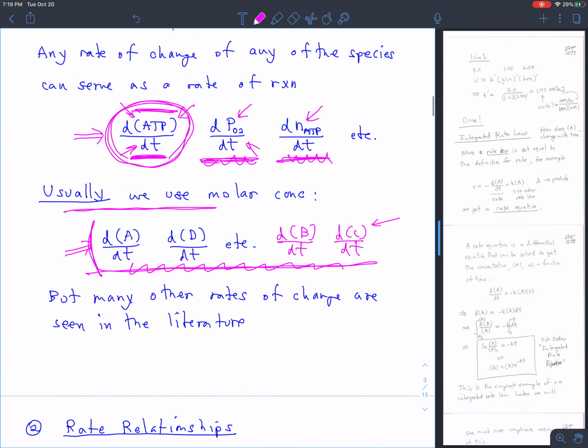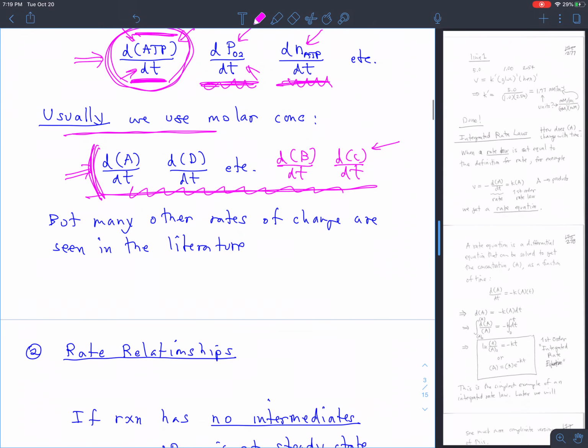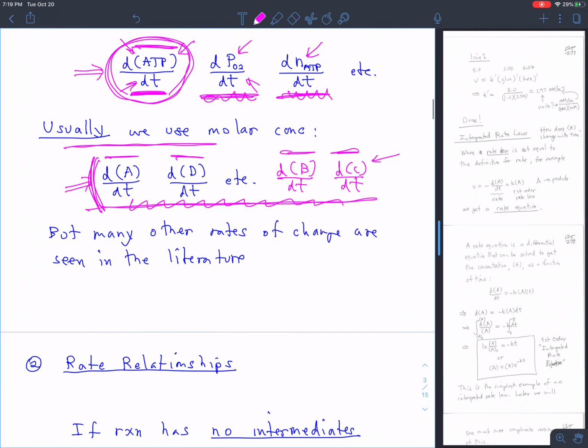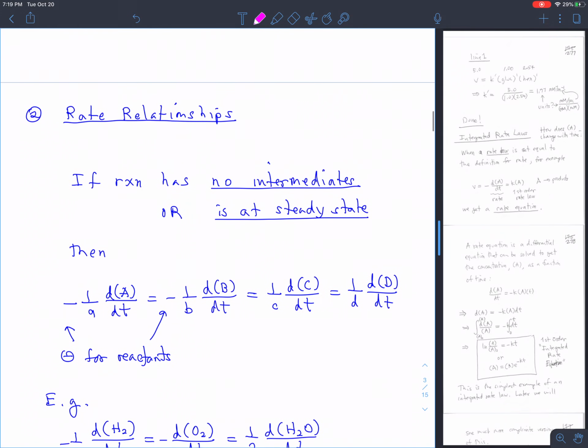These rates of reaction are oftentimes all related to each other. In other words, there are all these rates, but they're not all independent of each other. Once you know one of them, you can figure out what the other ones are. You can deduce or predict what the other ones are, most of the time, not always.